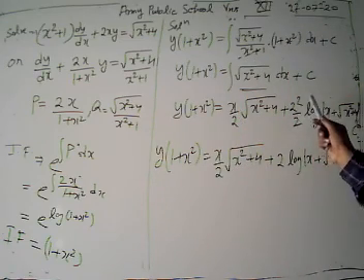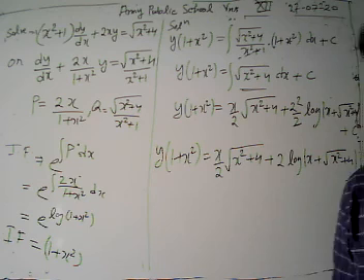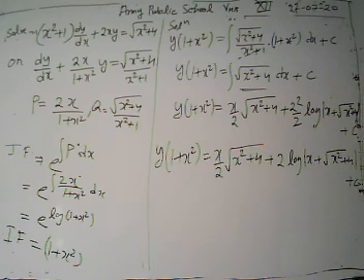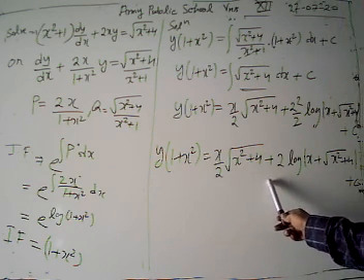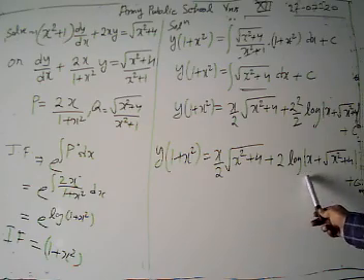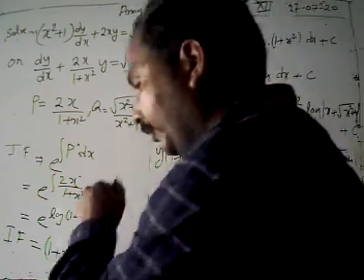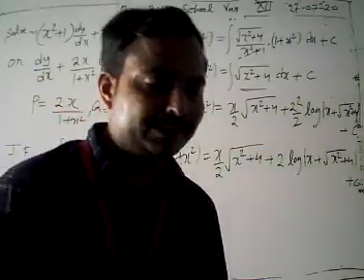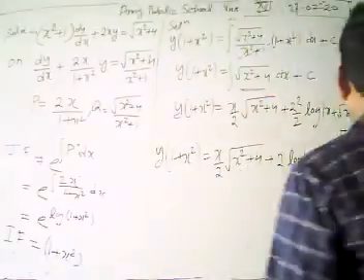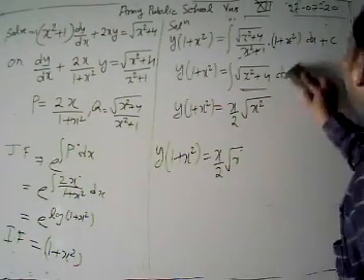After solving this, with 2 square by 2, we get y into 1 plus x square is equal to x by 2 under root x square plus 4, plus 2 log mod of x plus under root x square plus 4, plus c. This is our required solution. Now we are going to consider the next problem.